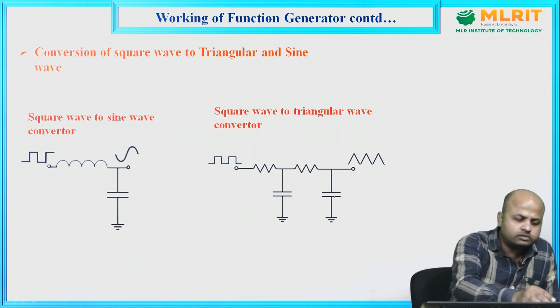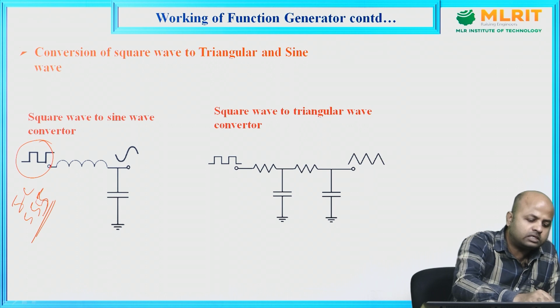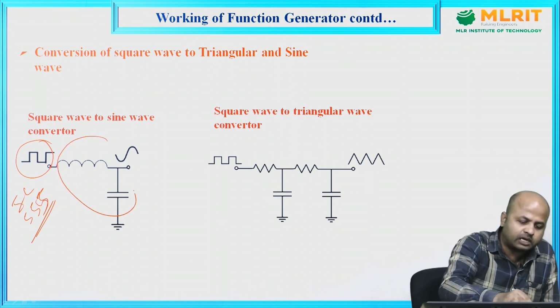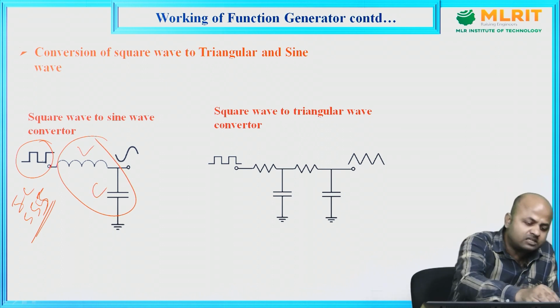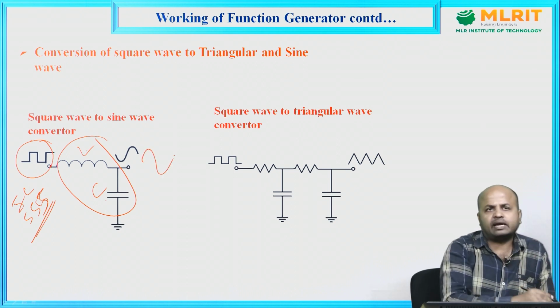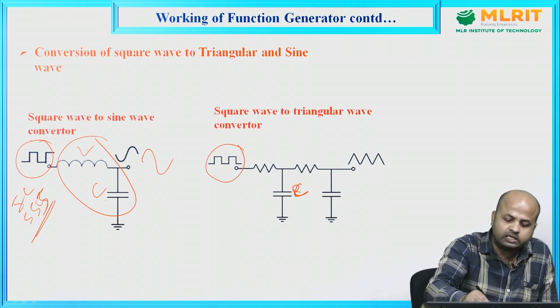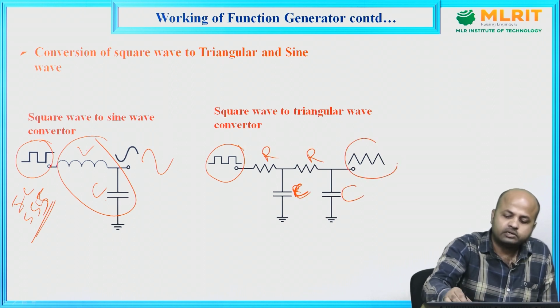Once we get the square wave from the IC555, with the help of an LC filter, this is L and this is C, if you pass the square wave through the L and C filter, you will get the sine wave. If you pass this square wave through an RC filter, you will get the triangular wave.